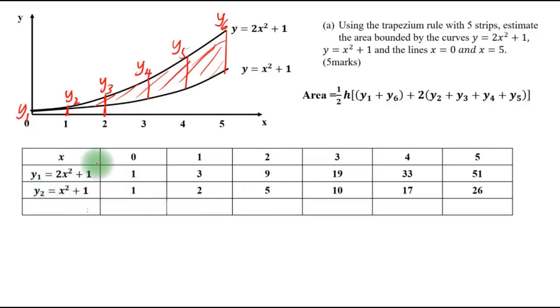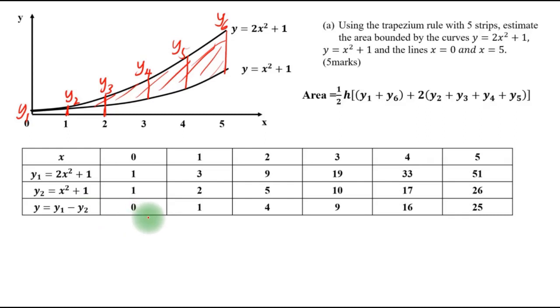Then for us to get y, it will be y1 minus y2. So we subtract: we get 0, then 3 minus 2 is 1, 9 minus 5 is 4, 19 minus 10 is 9, 33 minus 17 is 16, and 51 minus 26 is 25. So that is the value of y.